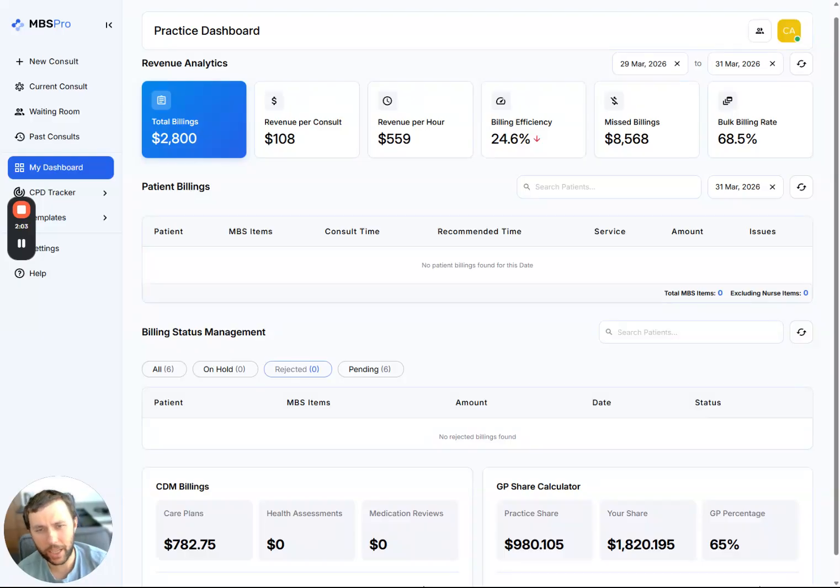24.6% means I'm only utilizing about a quarter of all the billings that are possible for a patient in a given time period. So for a day for this one. That's not a huge amount. That's pretty low actually. So you'll probably find that a really good billing efficiency is probably around 50 or 60%. You can see that I've missed a ton of billings. So these patients had a huge amount of things that they could have had done.